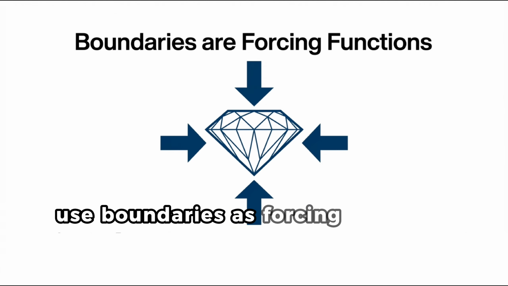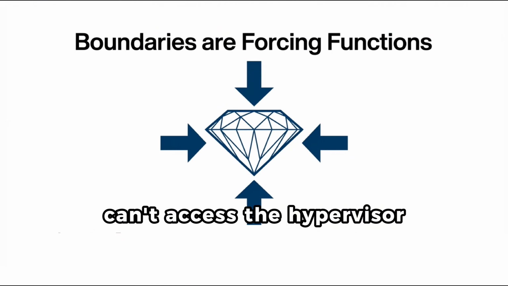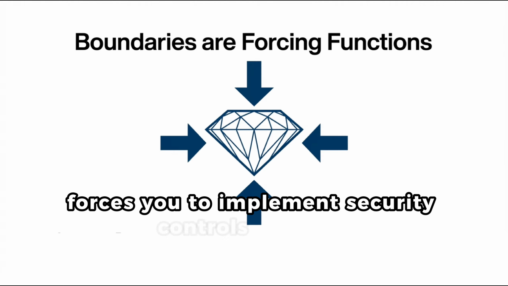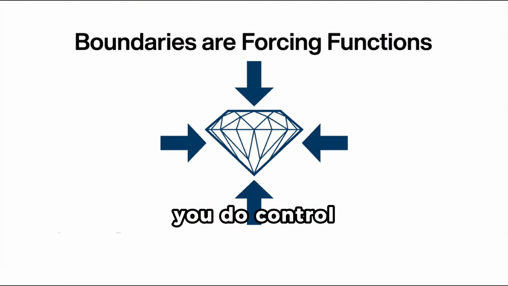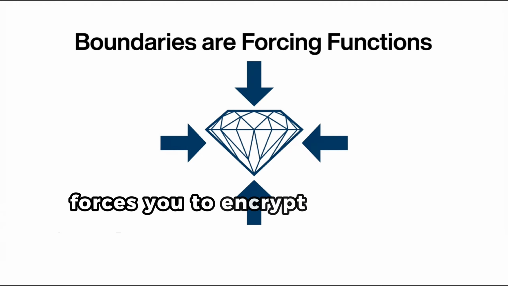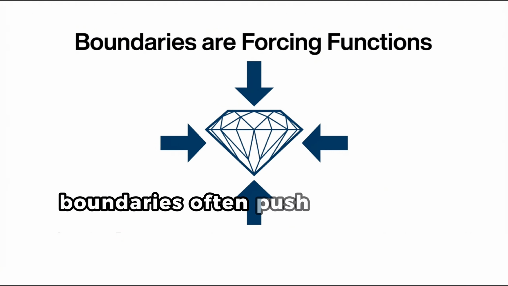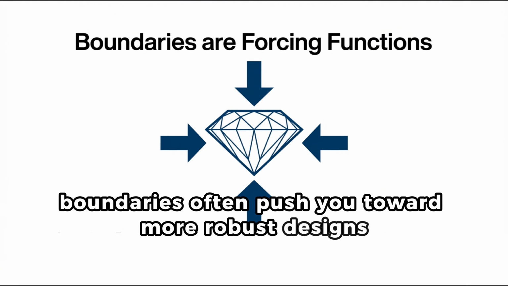Use boundaries as forcing functions for better architecture. Can't access the hypervisor? Forces you to implement security controls at layers you do control. Can't guarantee physical host separation? Forces you to encrypt everything and assume zero trust. Boundaries often push you toward more robust designs.